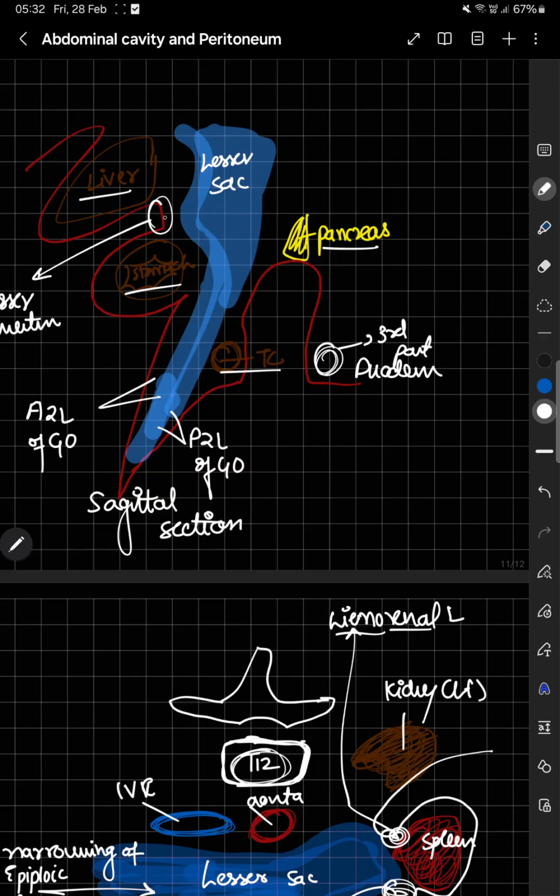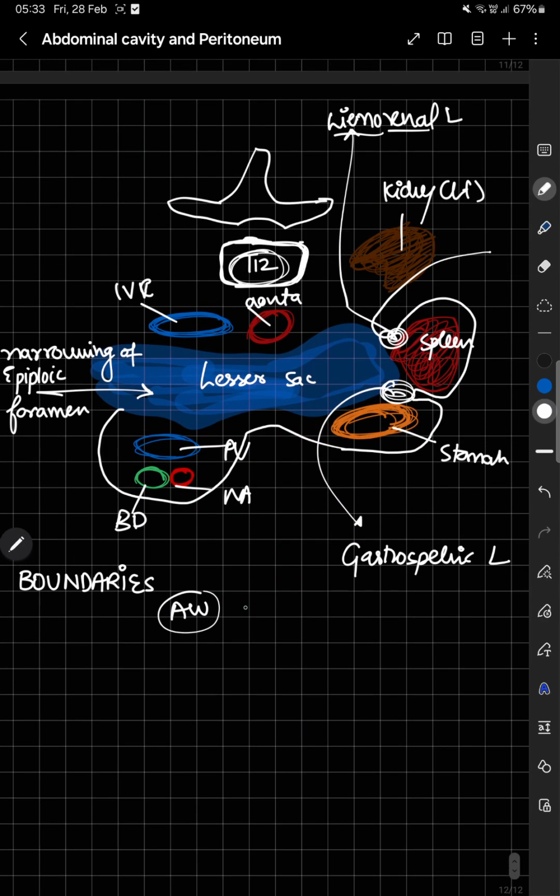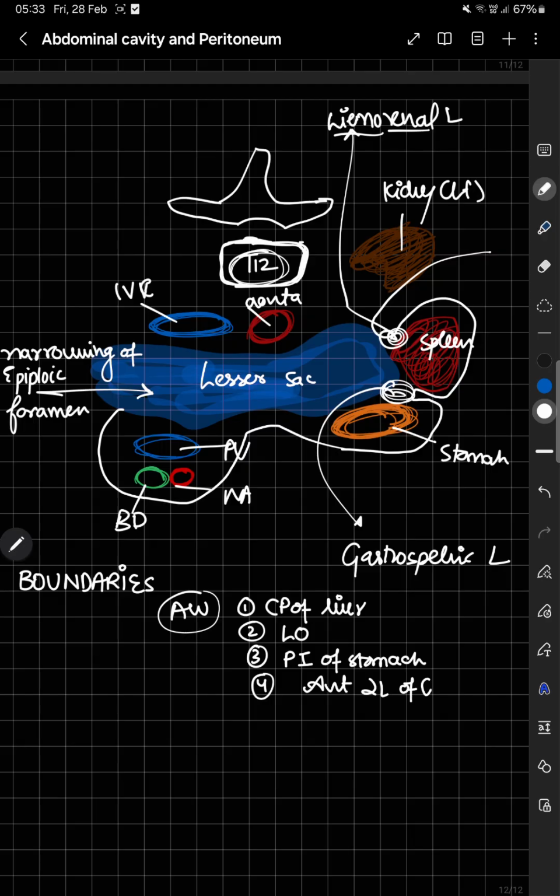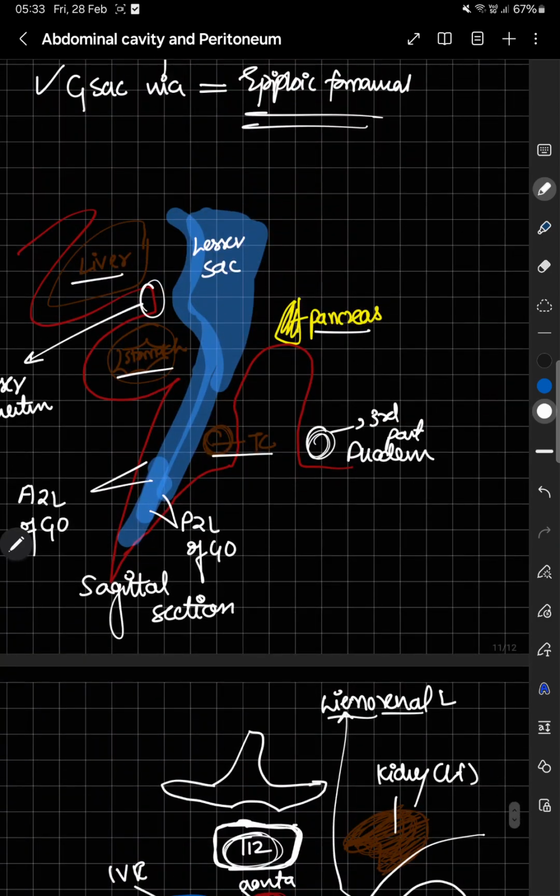Caudate process of liver, lesser omentum, posterior inferior surface of stomach, and anterior 2 layers of greater omentum. So 1, 2, 3, and 4. Caudate process of liver, lesser omentum, posterior inferior surface of stomach, and then we have the anterior 2 layers of greater omentum. Okay, it's very simple. It's basically with respect to this diagram.